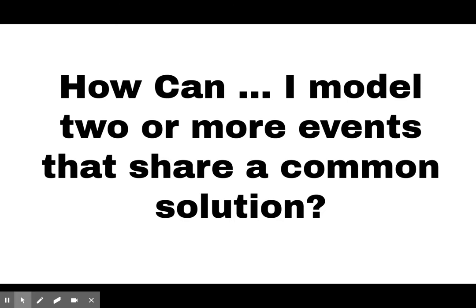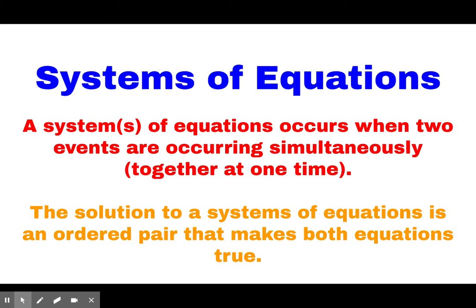But here's what we want to consider today: how can I model two or more events that share a common solution? And the way we're going to model two or more events that share a common solution is using what we call systems of equations. A system or systems of equations, you'll hear it referred to both ways, occurs when two events are occurring simultaneously. And that word simultaneously is just a big word for together at one time.